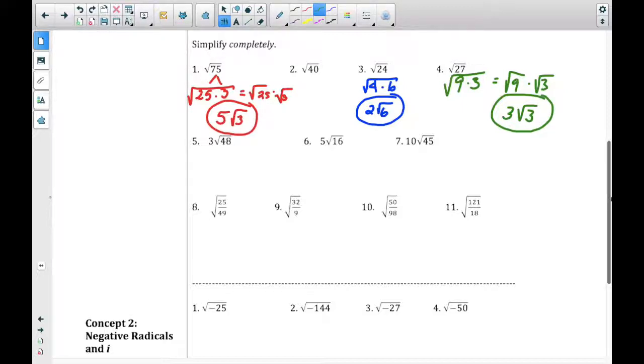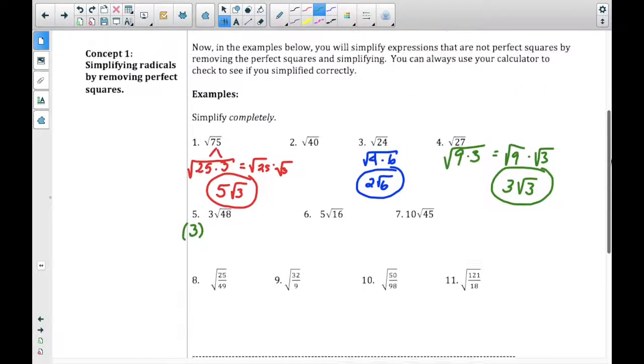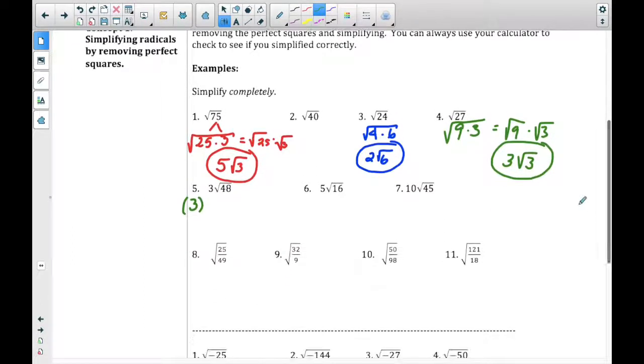All right, next example has a number, the 3 out front. It's a coefficient. So what we need to do is basically keep that 3 there for a second. And we look to see what number goes into 48. Well, the problem with 48 is that there's a couple of them. So if we start at the lower numbers, we can see that 4 goes into 48. But we have to keep working our way up and seeing if there's a bigger number. And there is a bigger number. 16 also goes into 48.